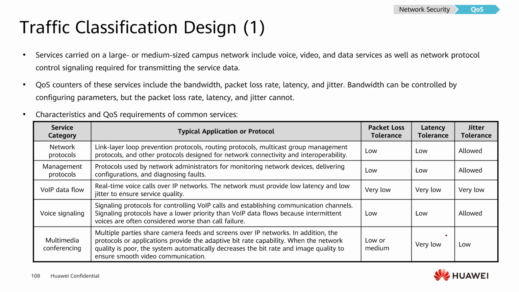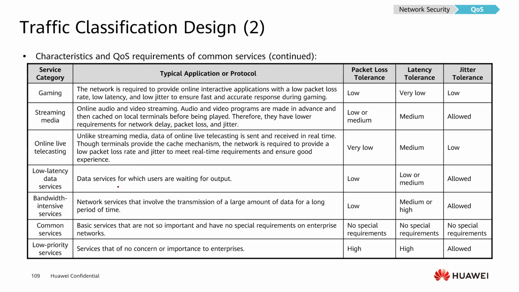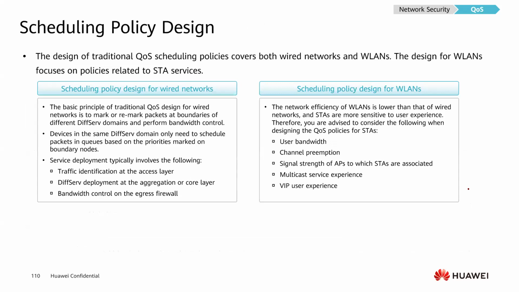And different traffic has different requirements for tolerance of packet loss, latency, jitter, and bandwidth. So you need to consider the traffic types one by one, like in a table, and think about the requirements for the different parameters, and then based on the parameters, you need to design the scheduling policy.